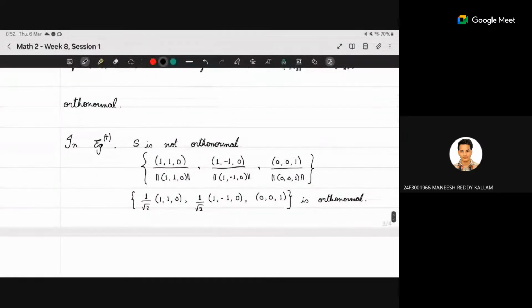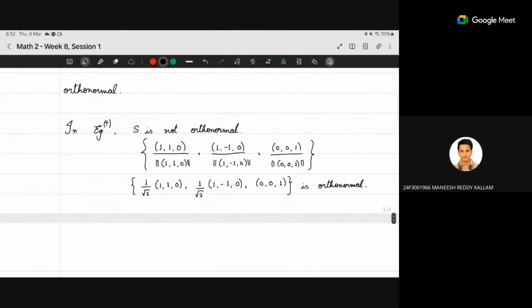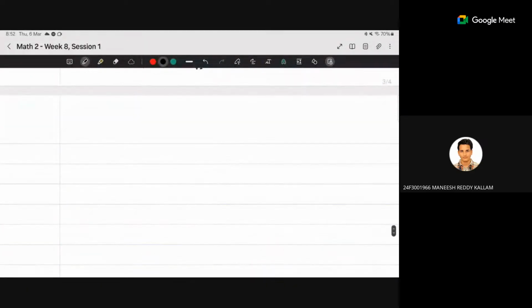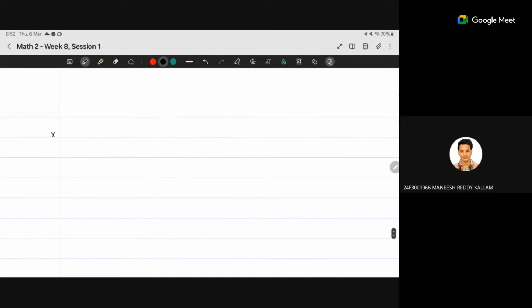So this is about what an orthogonal set is, what an orthonormal set is, and what it implies. One of the things that it implies is linear independence. It does not imply linear dependence. If it is not orthogonal, it does not mean it's linearly dependent. But if it is orthogonal, it is linearly independent. That is one advantage. The other advantage, perhaps the more important one, is the following.